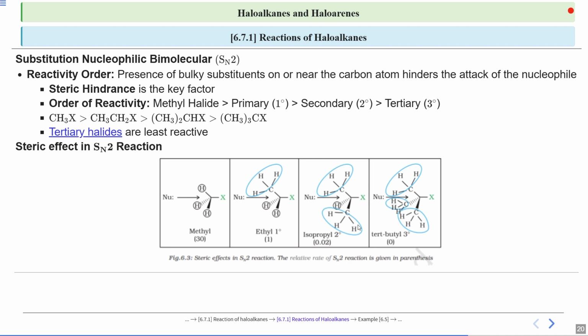So this diagram shows that the order of reactivity will be highest for methyl halides and least for tertiary halides. Due to the presence of these bulky substituents on the carbon, they hinder the attack of the nucleophile on the carbon, and steric hindrance is the factor that affects the bonding between the nucleophile and the carbon. So the relative rate will be affected. Methyl halide will have the highest reactivity for this substitution nucleophilic bimolecular reaction.